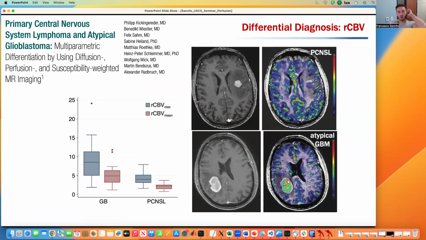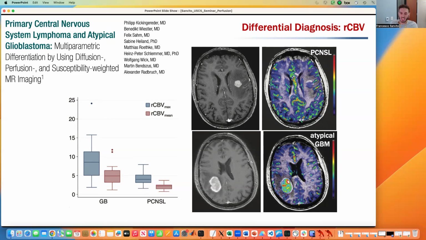Similarly, they also showed that since glioblastoma has more neoangiogenesis in terms of biological behavior than lymphomas, CBV is higher in glioblastomas than lymphomas. And so not only K-trans, but also CBV can help us differentiate.